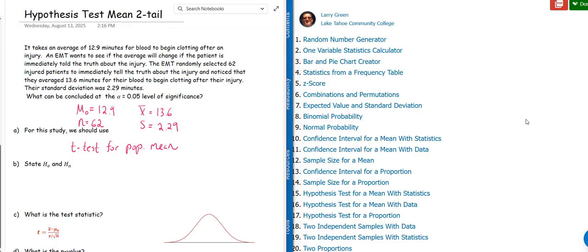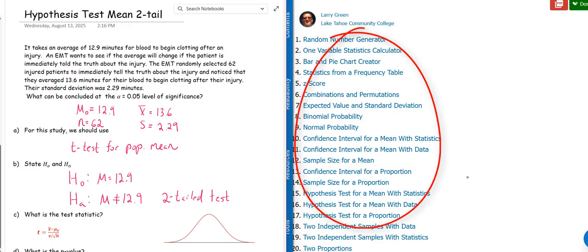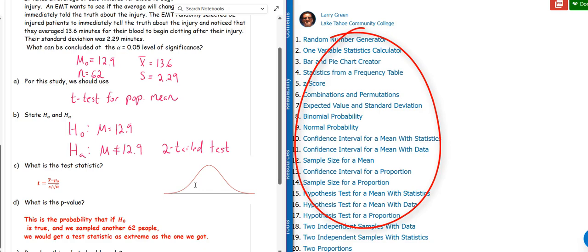Let's state the null and alternative hypotheses. The null hypothesis always has equality in it. So in this case, the null hypothesis is that the mean is 12.9. And the alternative hypothesis, HA, is that the mean is different from 12.9, so not equal to 12.9. Now, when the alternative hypothesis is a not equal, that's a two-tailed test. So now we're going to jump over to this list of calculators to record the test statistic and the p-value.